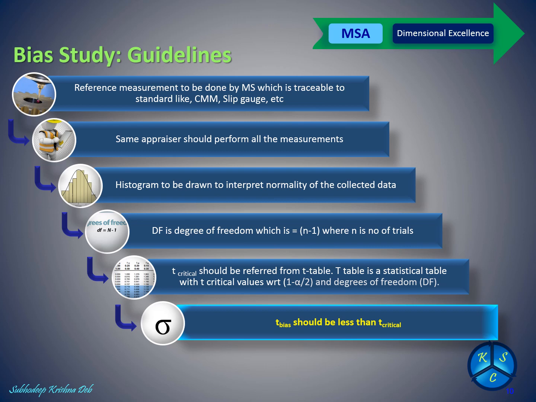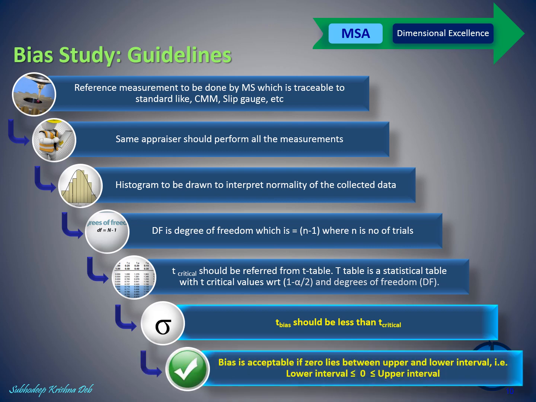Okay, and next, the bias is acceptable if 0 lies between the upper and lower interval. The interval that we calculated in the last slide using the formula, 0 should lie within the lower and upper interval. Then only our bias is acceptable. This concludes the bias study.